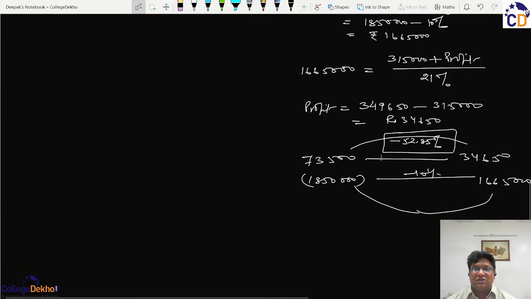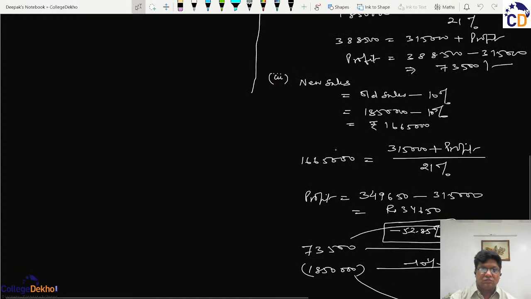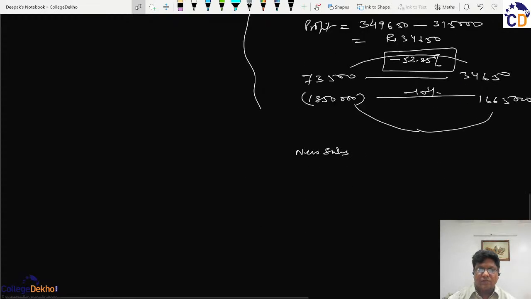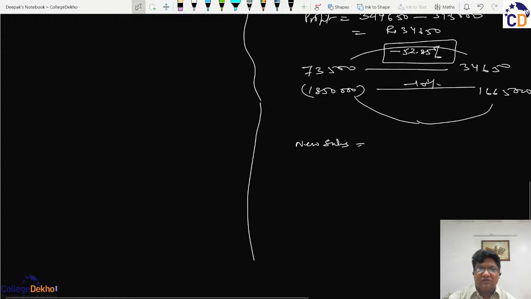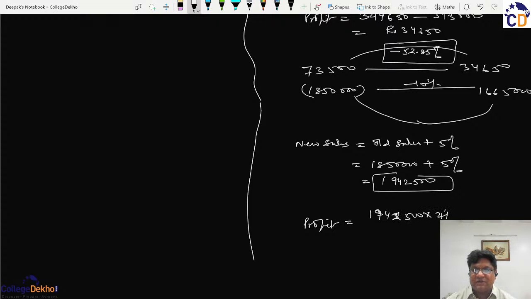So if I show the other impact, that if we believe that the new sales will be 5% more than the old sales, then the old sales of 18 lakh 50,000 plus increased sales of 5%, so the new sales will be 19 lakh 42,500, and therefore the new profit will be 19 lakh 42,500 multiplied by 21% minus the total fixed cost of 3 lakh 15,000.